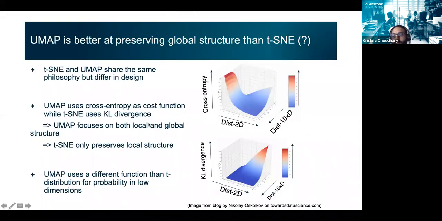Because of this difference, where the t-SNE cost function is essentially flat for points which are far away in higher dimensions, it is claimed that UMAP is better at preserving global structure. It is looking at both, trying to keep points which are close together close and far away far, while t-SNE is focusing on the points which are close together and trying to keep them close. So it is claimed that UMAP is better at preserving global structure than t-SNE.